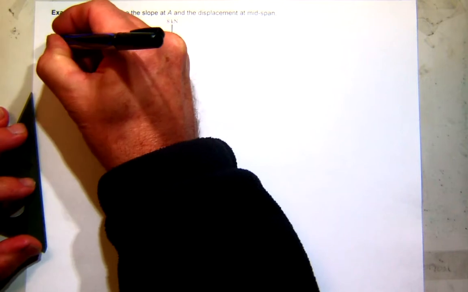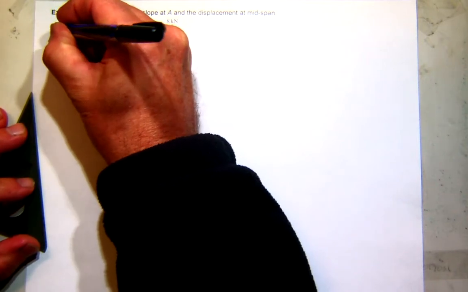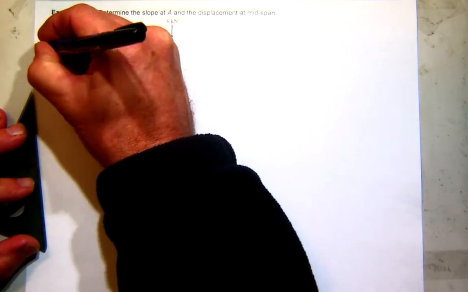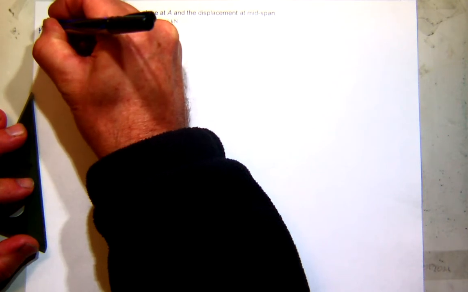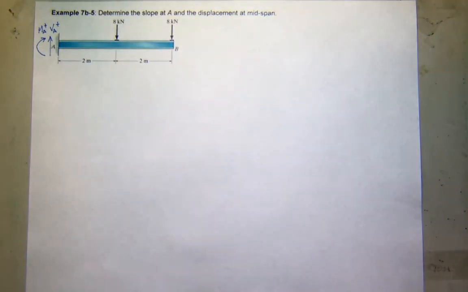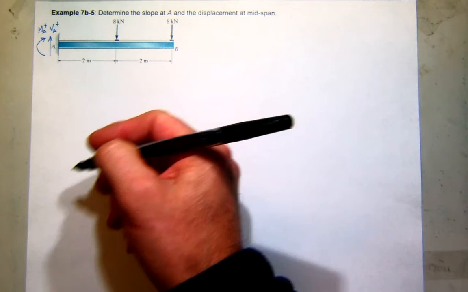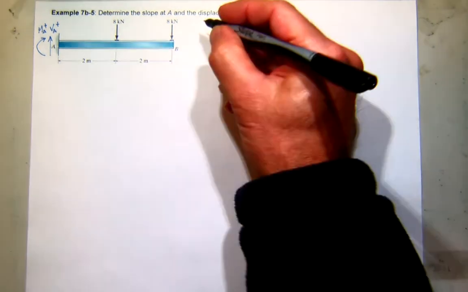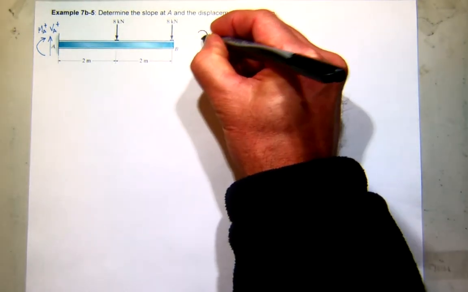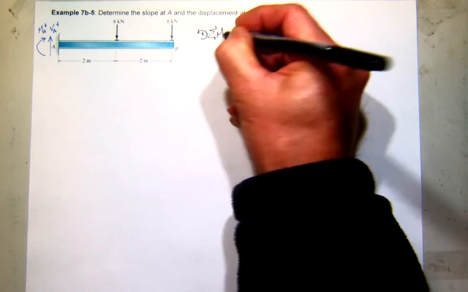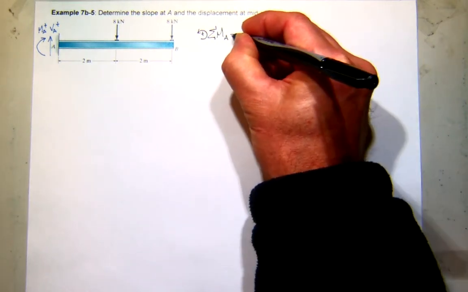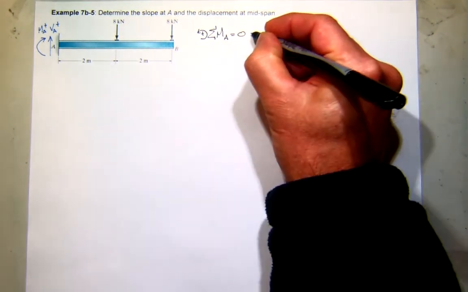So let's come over here to A and assume positive shear at A and positive bending moment at A. And I should be able to find those. I'll just use that as my free body diagram. That's a little sloppy, but we'll do it anyway. So now we'll sum moments about A. Make sure it's in equilibrium.